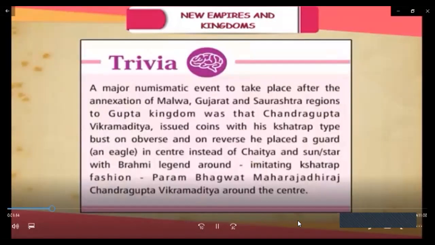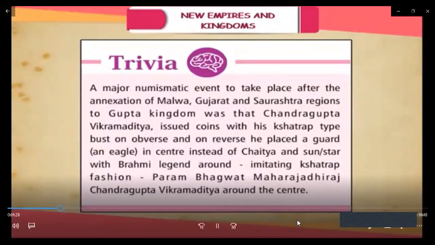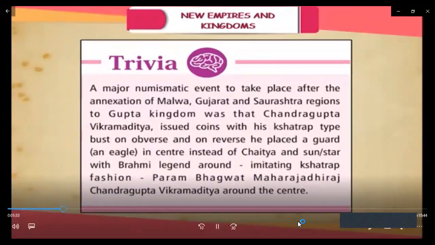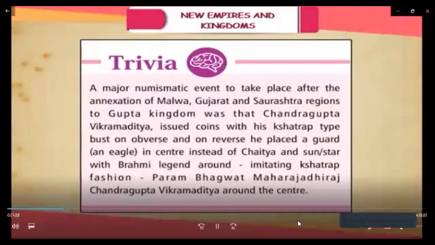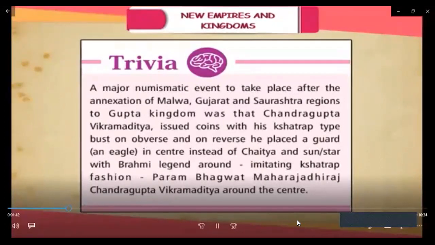Trivia: a major numismatic event to take place after the annexation of Malwa, Gujarat and Saurashtra regions to Gupta kingdom was that Chandragupta Vikramaditya issued coins with his Kshatrap type bust on obverse, and on reverse he placed a guard, an eagle, in center instead of Chaitya, and sun or star with Brahmi legend around, imitating Kshatrap fashion. Param Bhagwat Chandragupta Vikramaditya around the center.